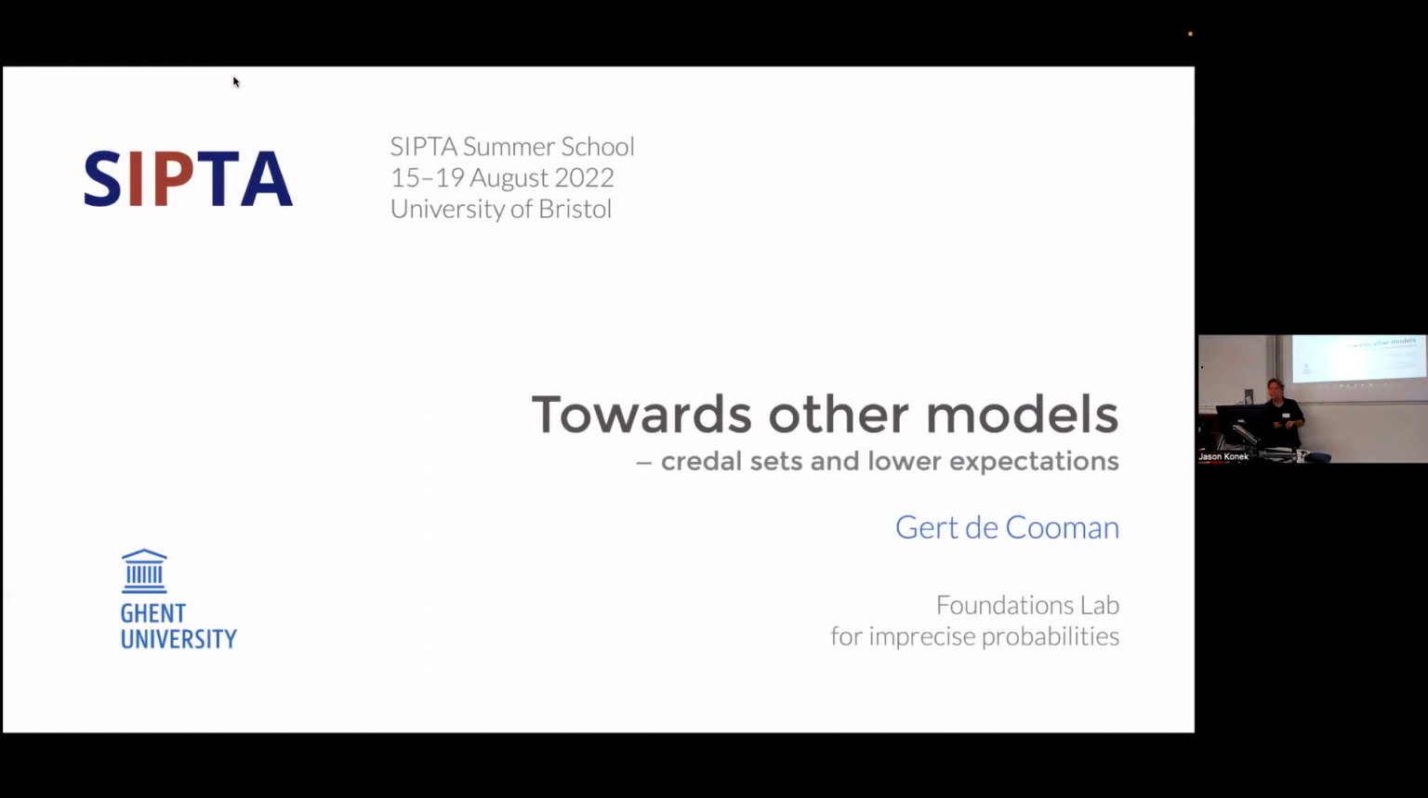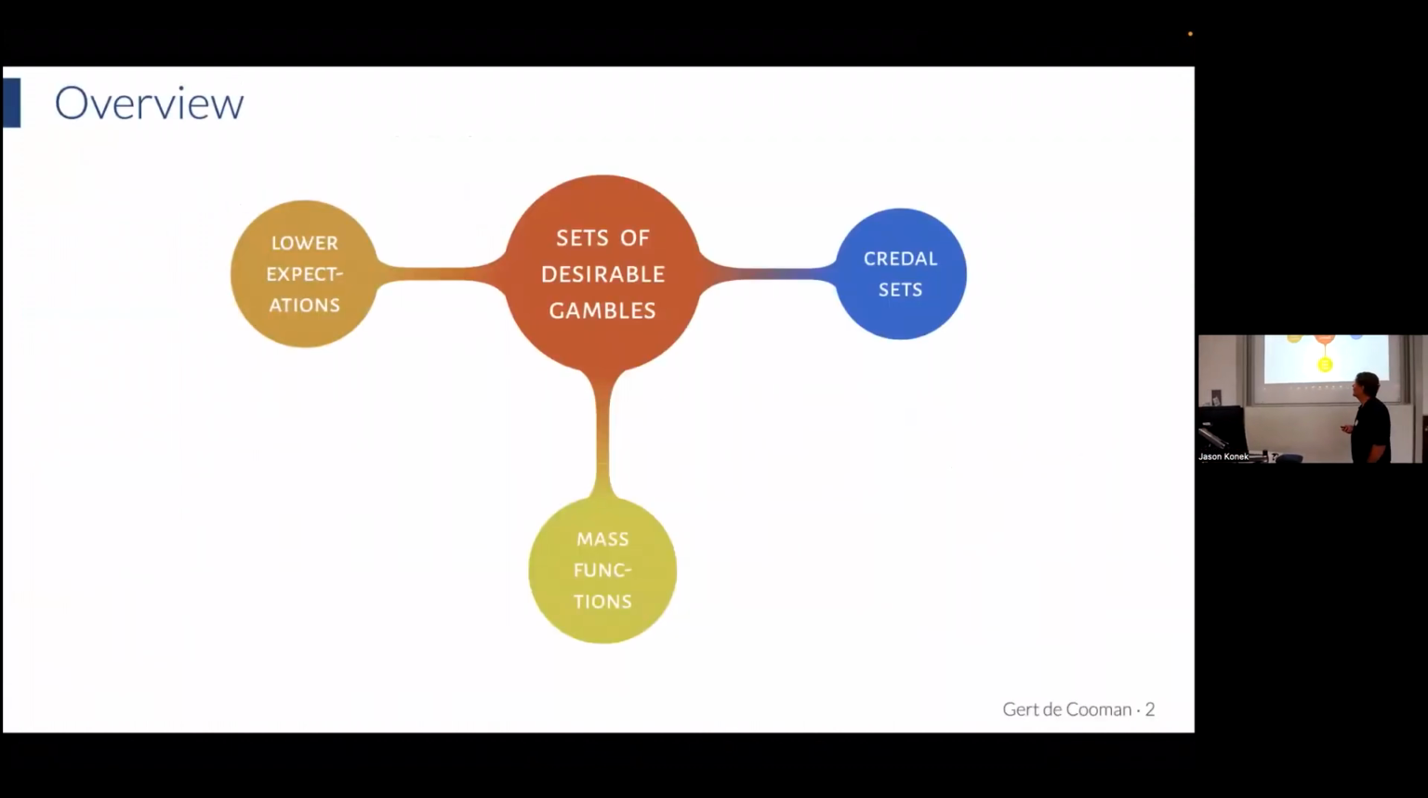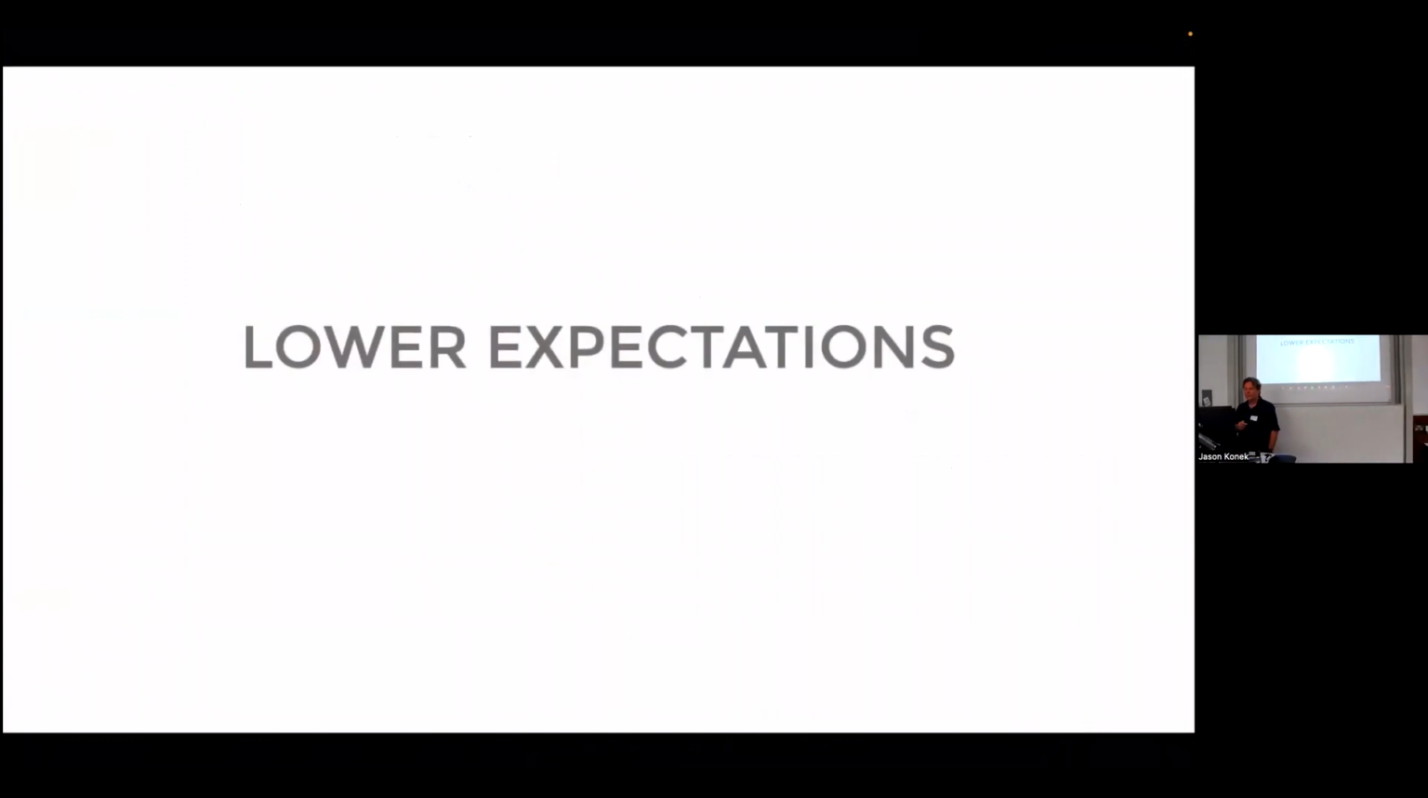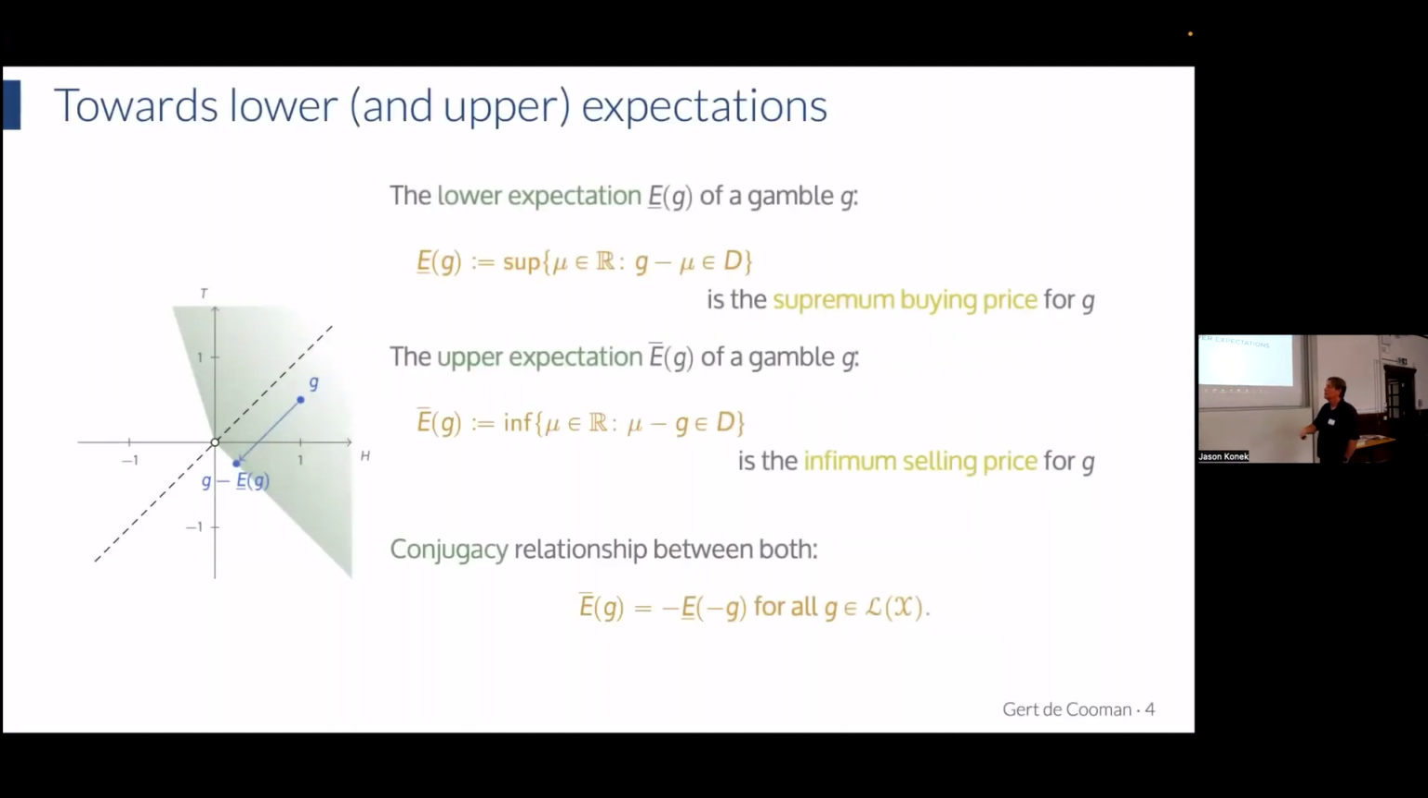So here we are. We're going to go towards other models. So we start out from sets of desirable gambles. We're first going to go to lower expectations, then to mass functions and sets of them. And that's it basically. And then do the conditional versions as well. So let's start with lower expectations. We start from a coherent set of desirable gambles. So that's our starting point. This is what you see here. We have this coherent set of desirable gambles.